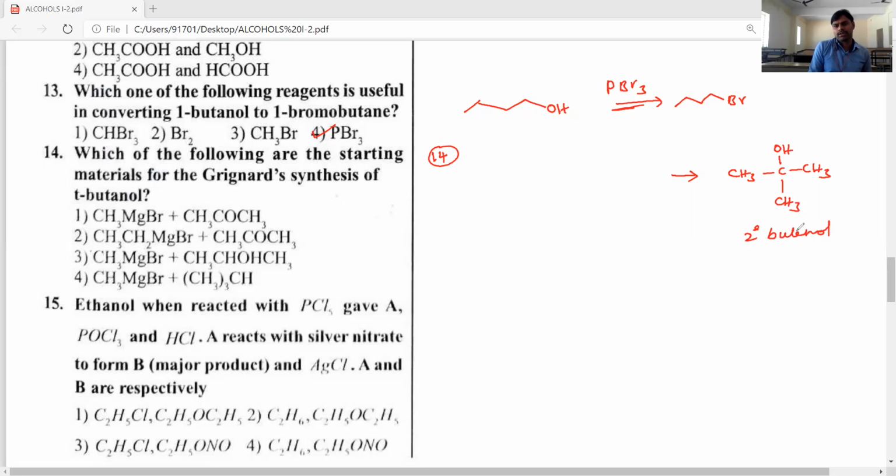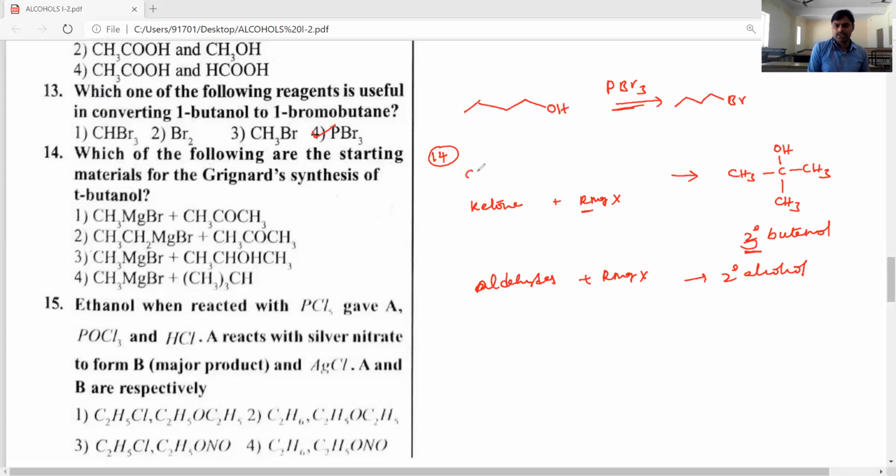Tertiary butanol: generally ketones react with Grignard reagent RMgX to give tertiary alcohols. Aldehydes with Grignard reagent RMgX produce secondary alcohols only. Okay, but here it is a tertiary butanol, a tertiary alcohol.